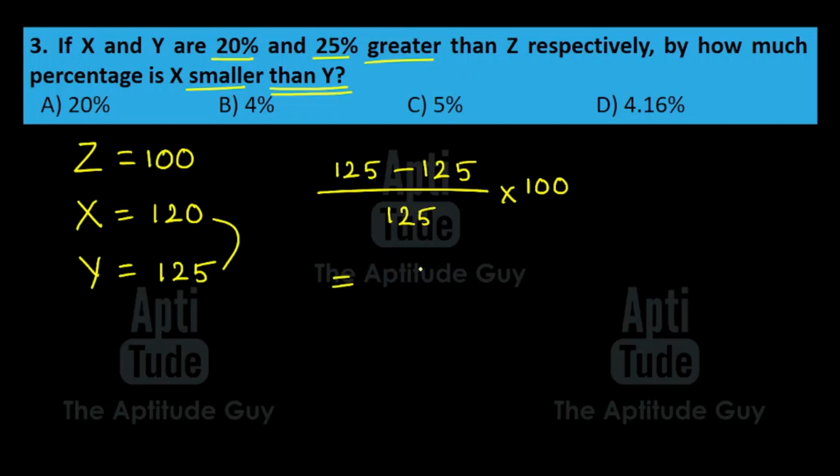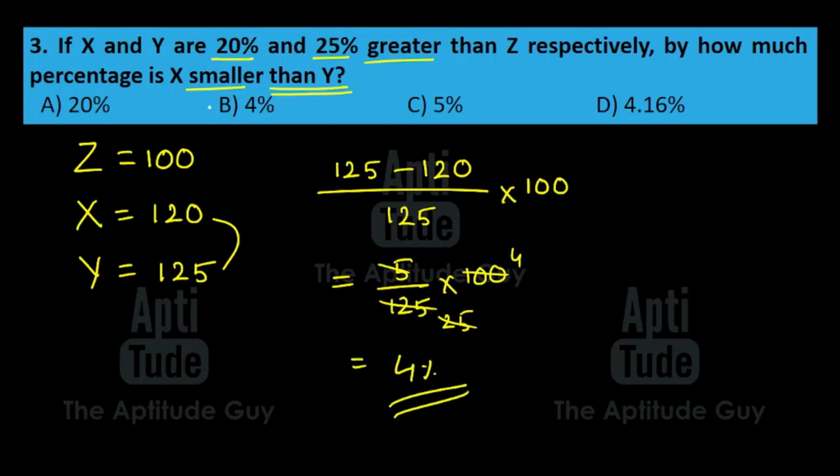Now, if you solve this, what do you get? Oh, this is 125 minus 120. I'm so sorry. Yes. So, divided by 125 into 100. So, we have 5 divided by 125 into 100. So 5 into 25 is 125. 100 by 25 is of course 4. So the answer is 4%. Answer is option B.